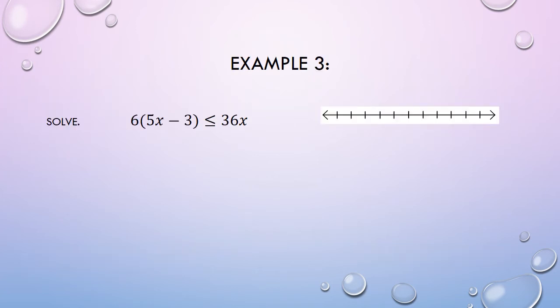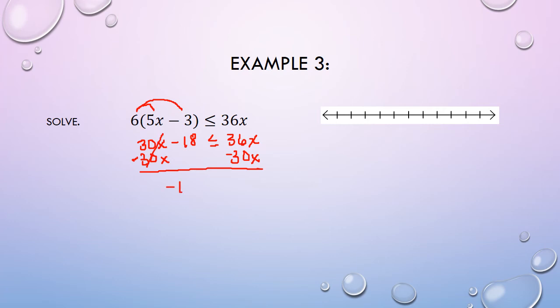All right, example 3. Right, on this one, we're still going to need to distribute here. So that gives us 30x. 6 times -3 is a -18. This is less than or equal to 36x. So now, remember I said you want to move your variables to the left. Well, if I get rid of this 36x and move it over to the left side, then I won't have anything on the right side. So I am going to subtract 30x and actually move my variables over to the right.